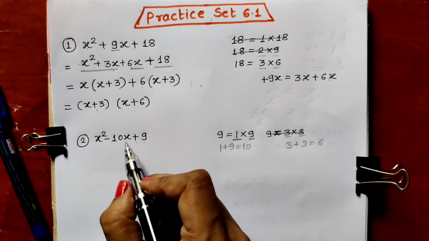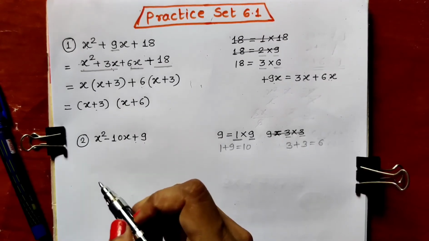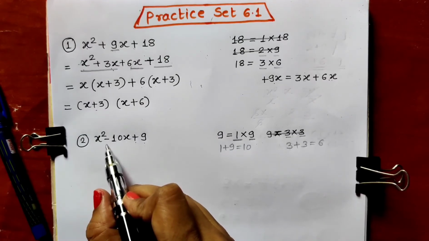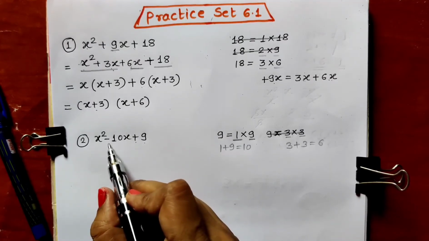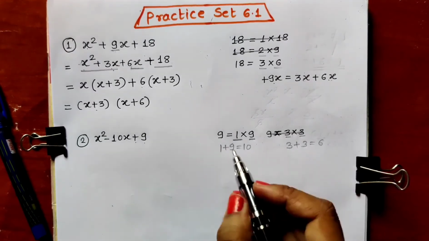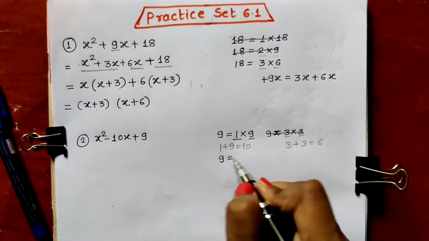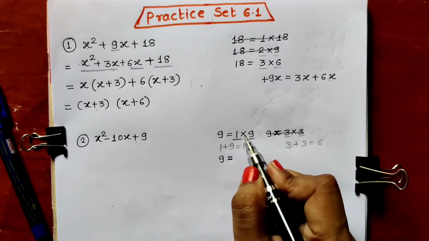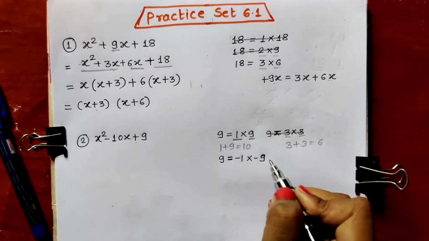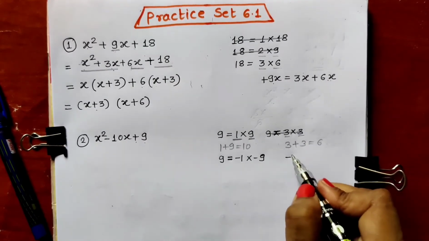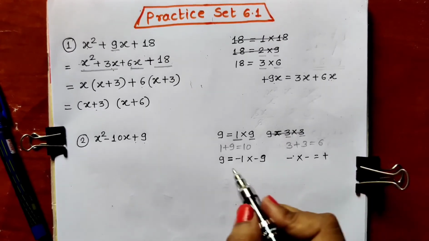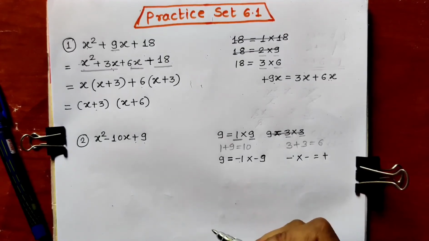we have to split the middle term. In place of middle term we have to write two terms. Let us see that middle term is having minus sign. When the middle term is having minus sign, constant term is having plus sign, what should be done? This 9 can be written as multiplication of two factors as minus 1 into minus 9. We all know in multiplication minus into minus is plus. Correct? So it can be written as minus 1 into minus 9.